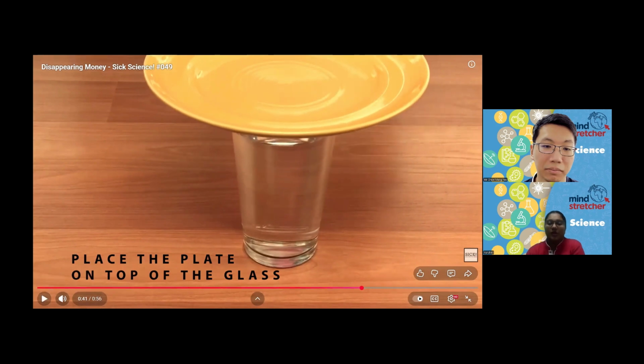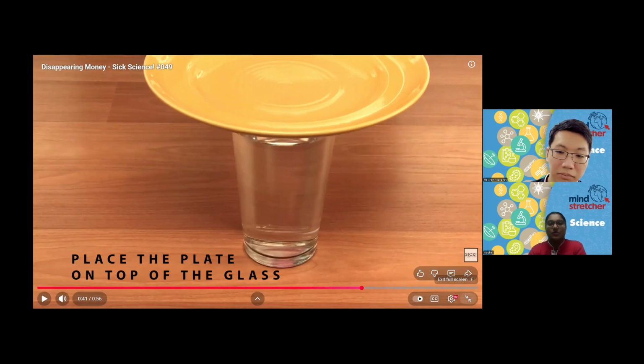Okay, so at this point, what do you think happened? If you were to take a look at the coin from the top, so that's why they have the plate. So if you take a look from the top, you should still be able to see the coin. But what is happening here? From the side, what has happened? Why did the coin disappear? The coin is still there. Don't tell me the cup swallowed it, not possible. Okay, but what happened? Okay, what do you think?